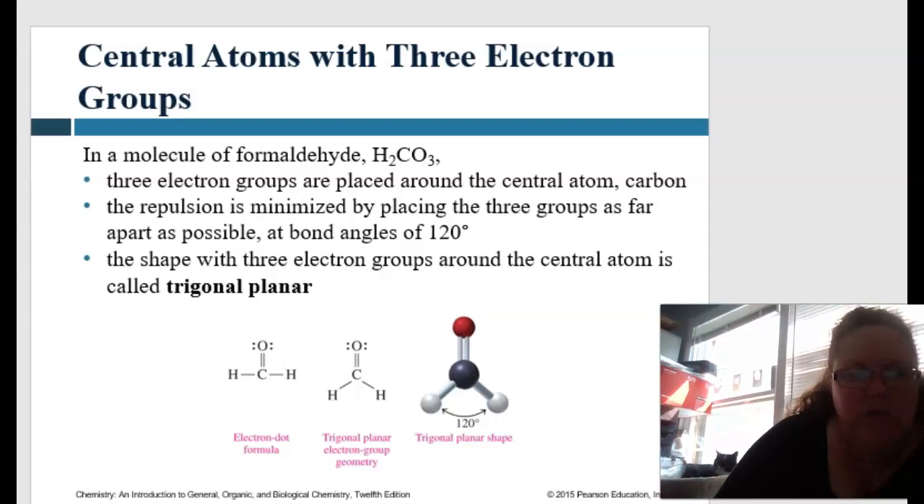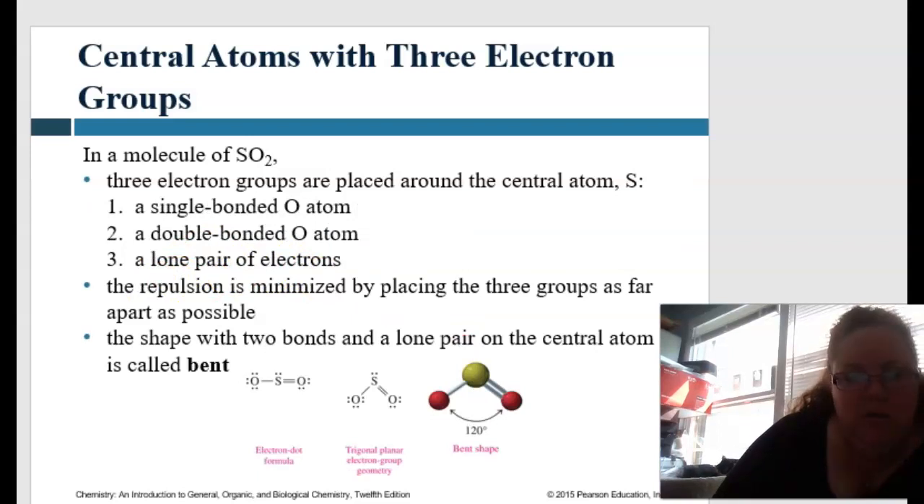In a molecule of formaldehyde, which is H2CO, the 3 electron groups are placed around that central atom, which happens to be, again, a carbon, and the repulsion is minimized by placing 3 groups as far apart as possible. And so that would be the bond angles of 120 degrees. So 360 divided by 3 is 120, right? So the shape with 3 electron groups around the central carbon is called a trigonal planar. Okay, trigonal planar arrangement.